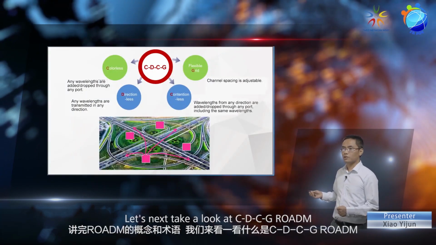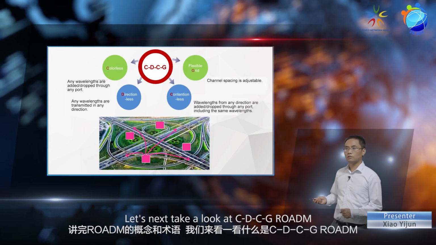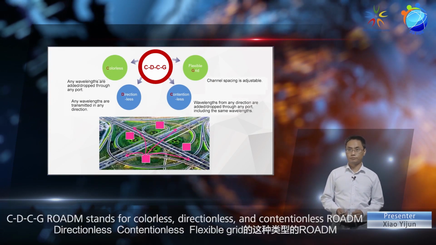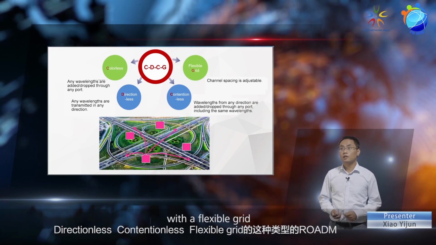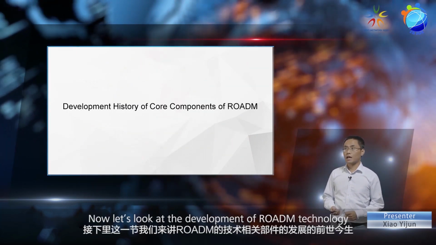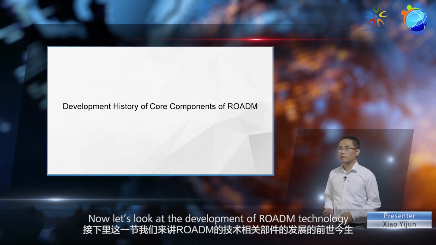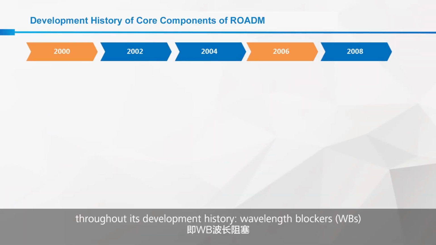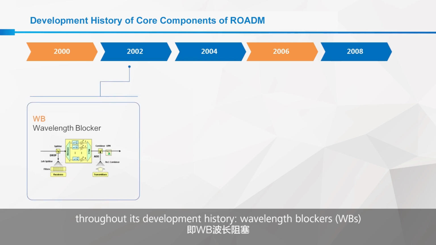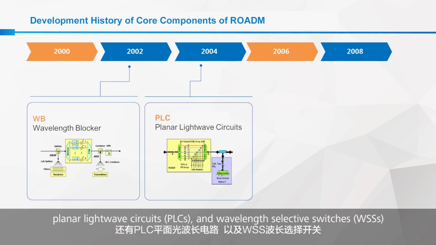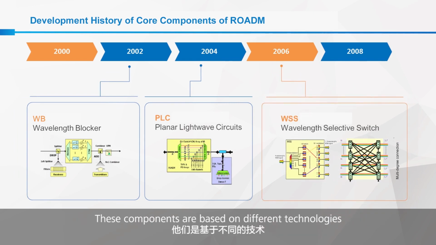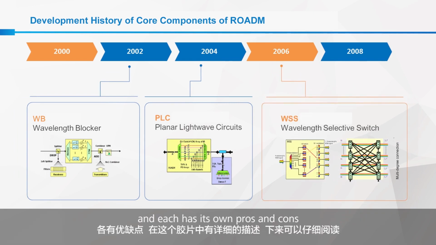Let's next take a look at CDCG ROADM. CDCG ROADM stands for colorless, directionless, and contentionless ROADM with a flexible grid. Now let's look at the development of ROADM technology. ROADM technology has involved three core components throughout its development history: wavelength blockers, planar light wave circuits, and wavelength selective switches. These components are based on different technologies, and each has its own pros and cons.